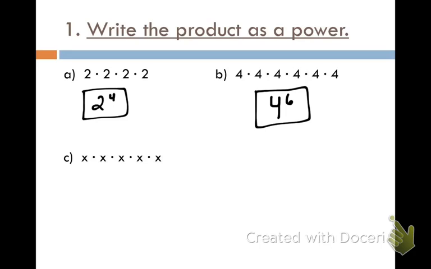Problem C is a little bit different because it doesn't have a number, but there's still a base, something that's being repeated over and over again, and there still should be an exponent because there's a certain number of times that it is being repeated. So what should this answer be, guys? X to the 5th power. X to the 5th power is correct. Box the answer in.